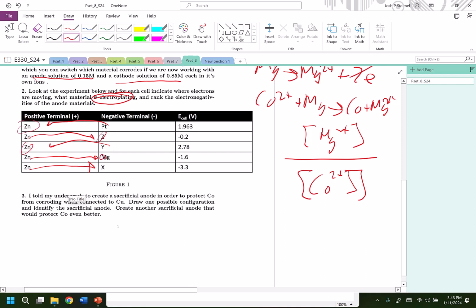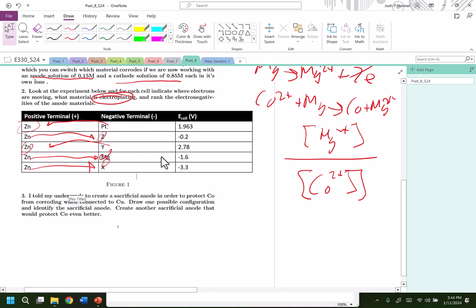Electroplate, electroplate, electroplate, electroplate. Rank the relative electronegativities of the anode materials. So we know here, any positive one is giving up electrons. So Y is the worst, lowest electronegativity. Then, in this particular example, platinum, for these conditions. And then the most negative is gaining. So the highest would be X. The next would be Mg. And then right here, this would be Z. There you go.